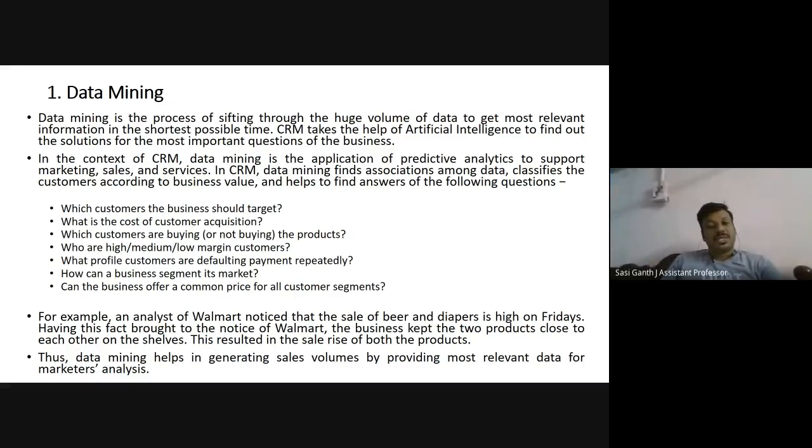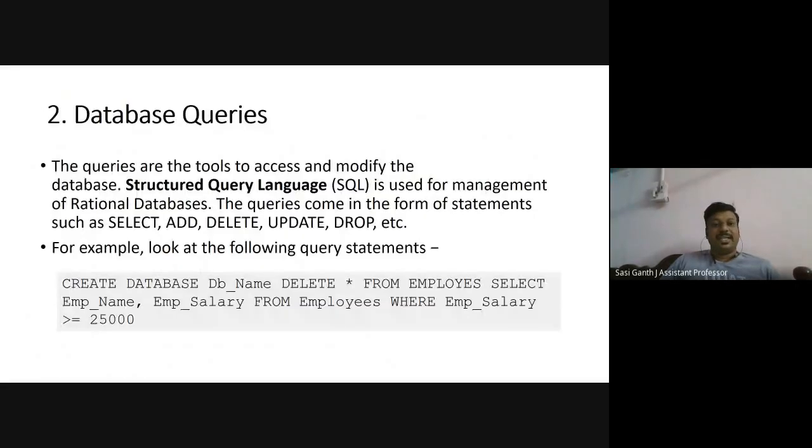How can a business segment its market? Okay, how do you go about segmentation? Then can the business offer a common price for all the customer segments? So you have to go for all the segments. For example, I just quoted one example from Walmart in the last class itself. So I'll go to the next one.